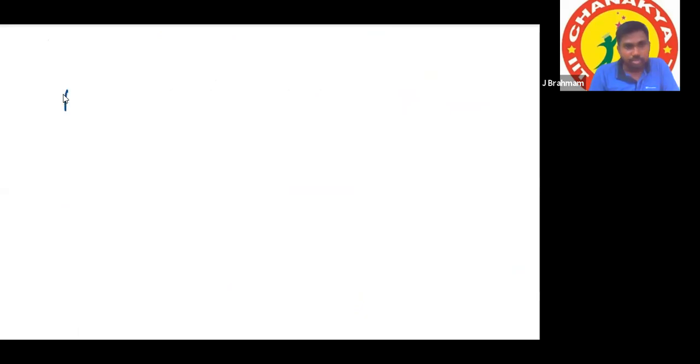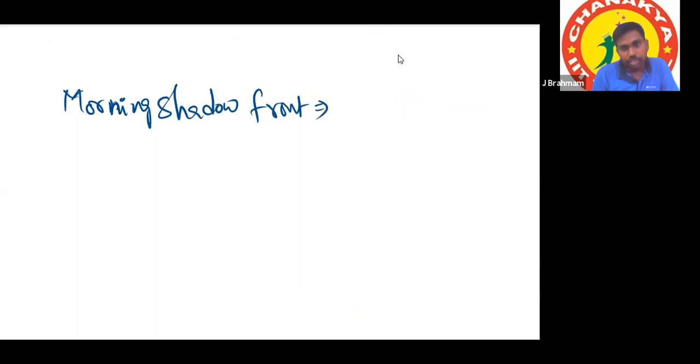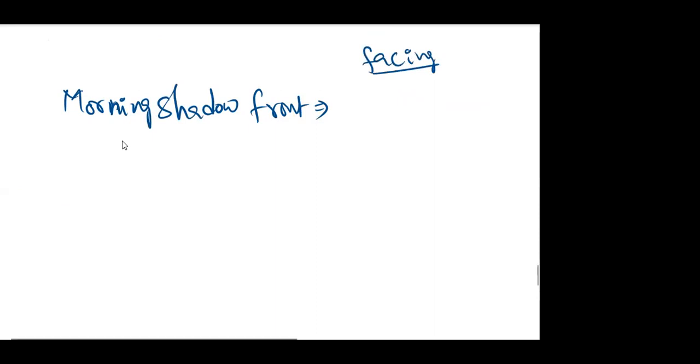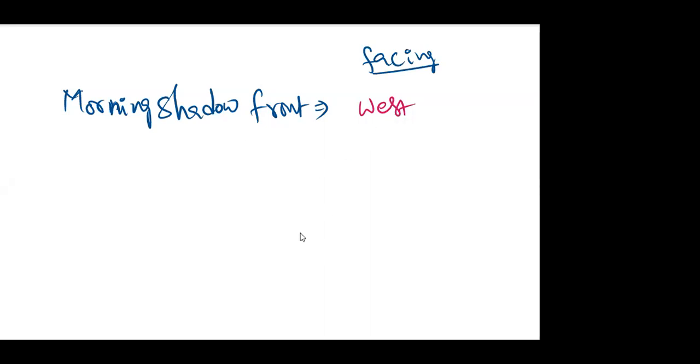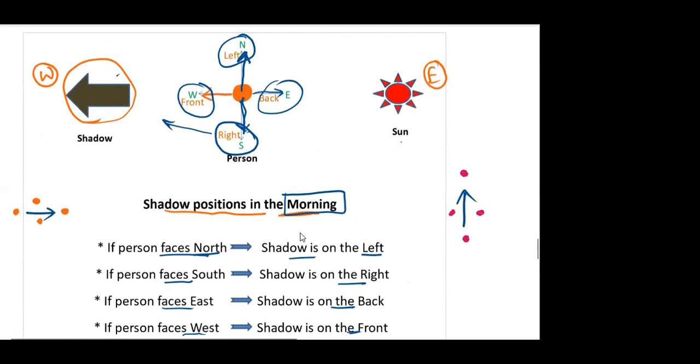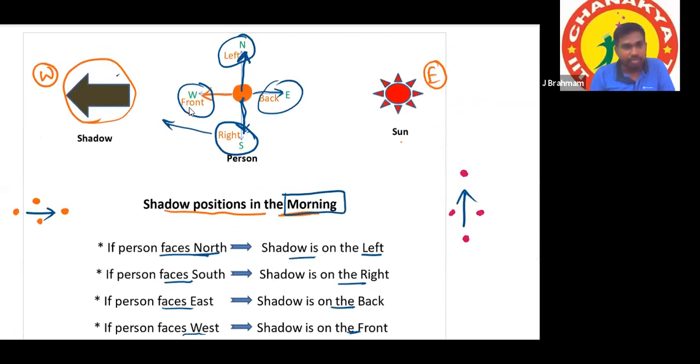Okay, let me ask one question here. Suppose morning, shadow in front. You have to give me the person's facing direction. Tell me. West. Yes, because the sun will be on the back side. In the morning, I have given that the shadow is in front, correct? So the person is facing west.